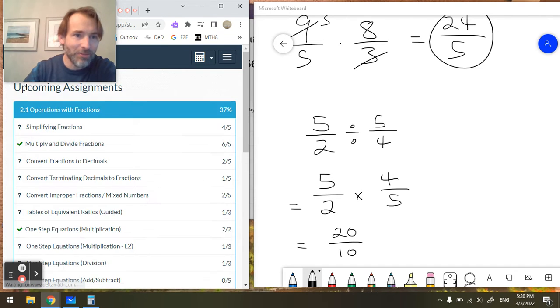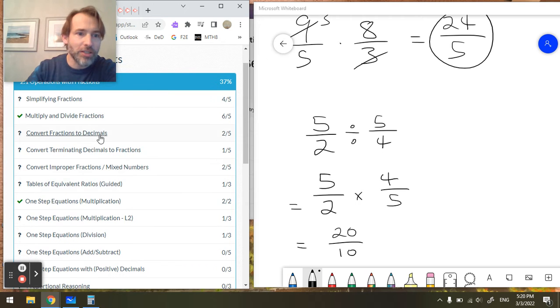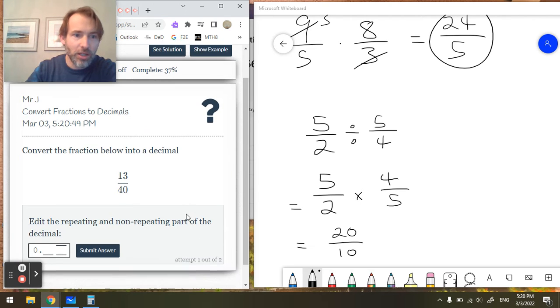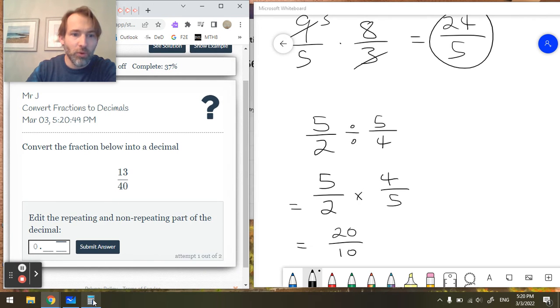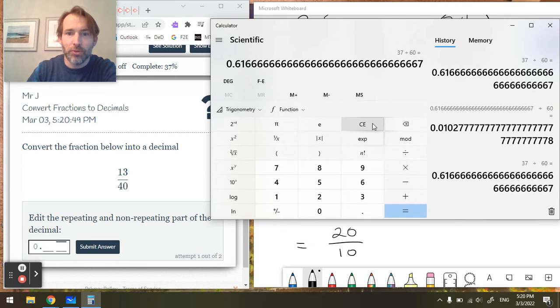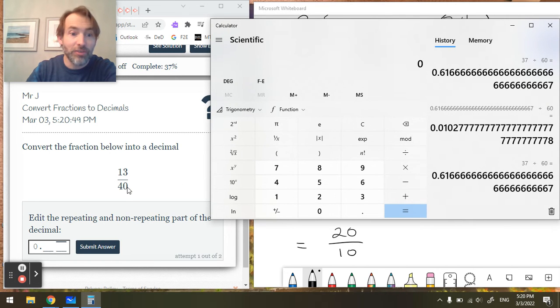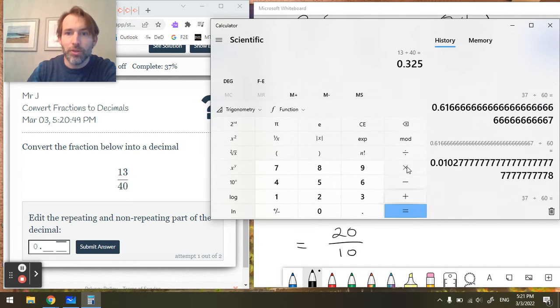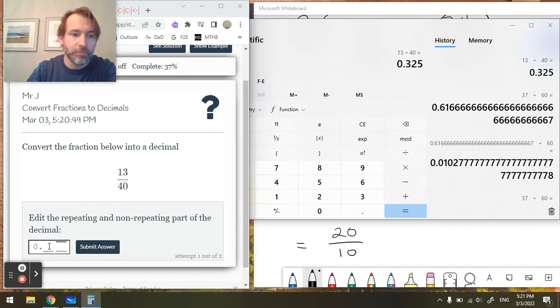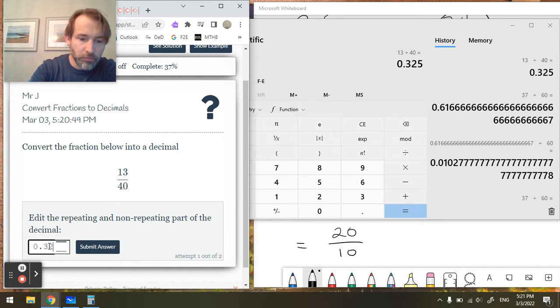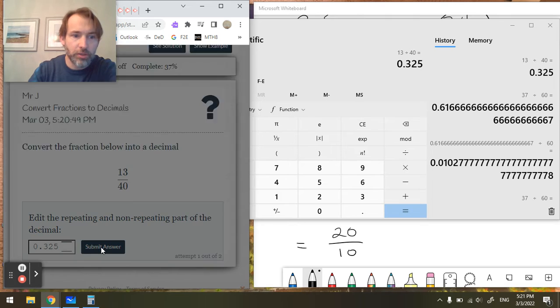All right, let's keep going, everybody. Converting fractions to decimals is a very useful skill. If I want to convert 13 over 40 to a decimal, guess what I do, folks? I divide them. 13 divided by 40 equals 0.325. And that's done. Final answer. Submit answer.